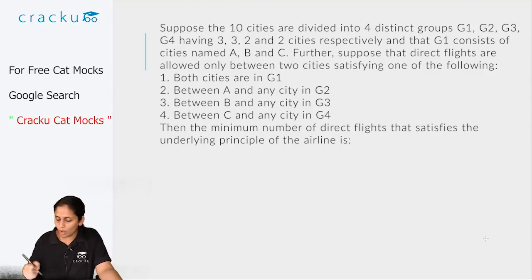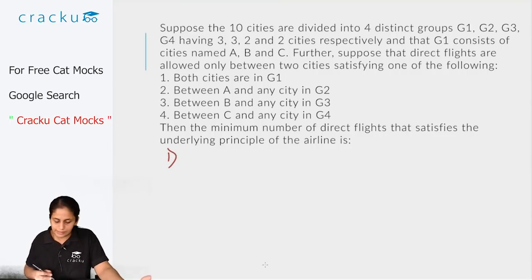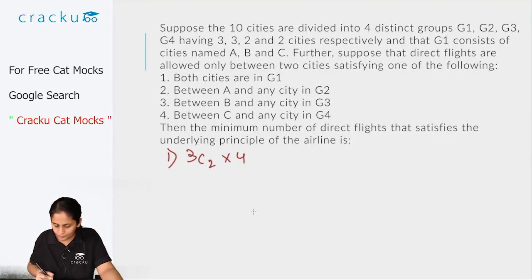So let's figure out how many connections are there. For each connection we'll need 4 flights. So all cities in G1 have to be interconnected. So there are 3 cities in G1. So essentially that will be 3C2 into 4. This is equal to 3 into 4, that is 12 flights.